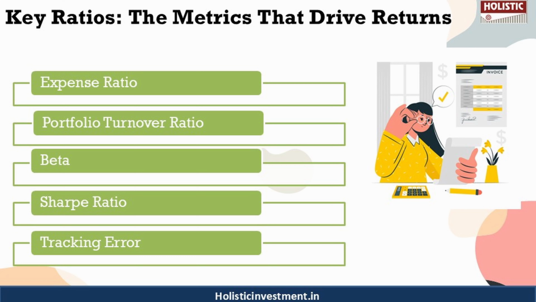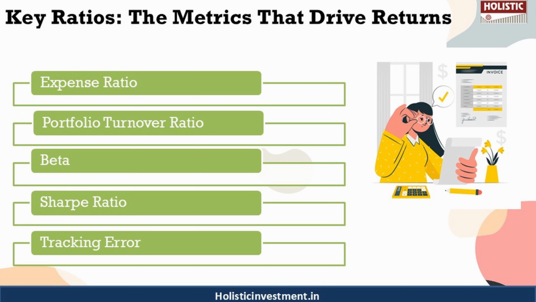Next is portfolio turnover ratio. A churning fund can increase trading cost and tax liabilities. Do you prefer stability or turnover? Next comes beta. If a beta is 1.2, the fund swings 20% more than the benchmark. Can you handle that extra volatility?